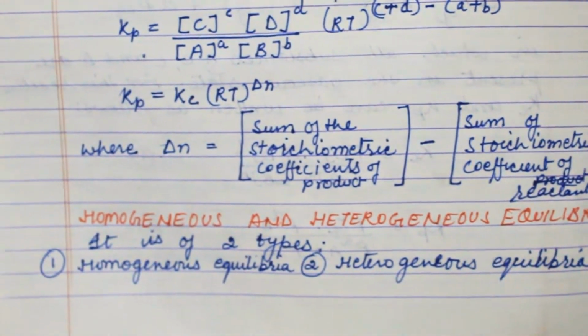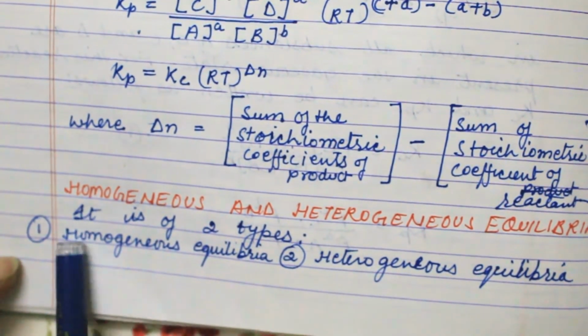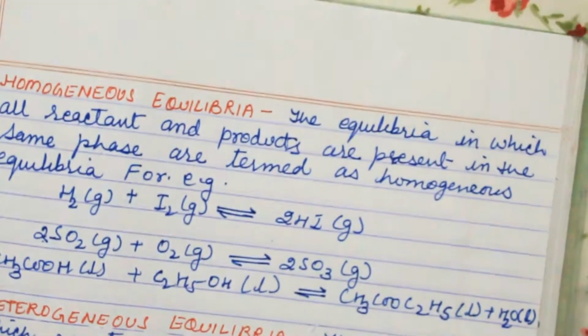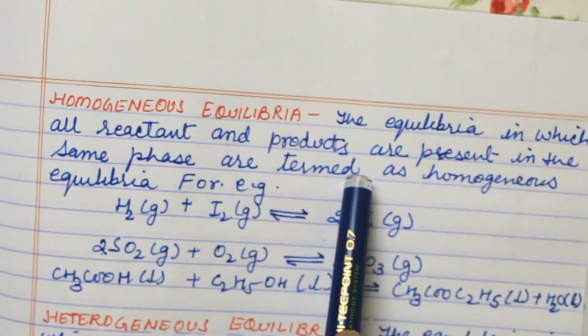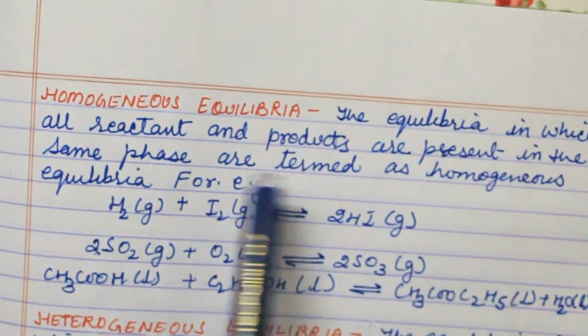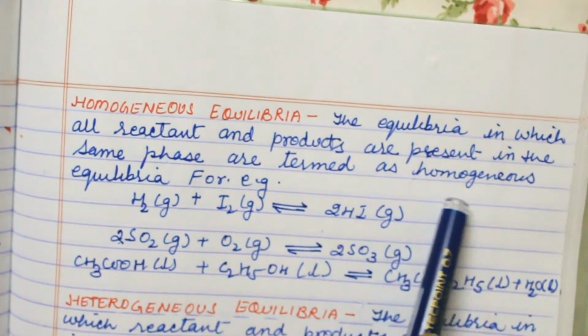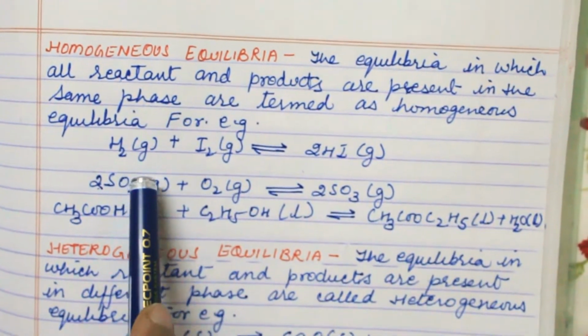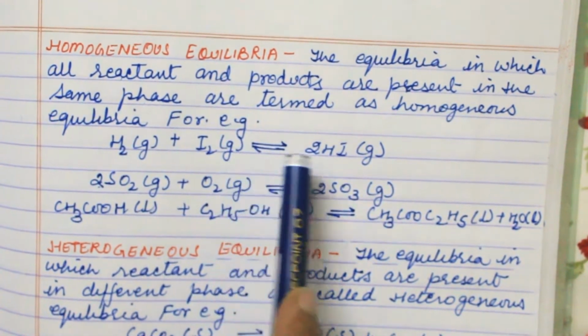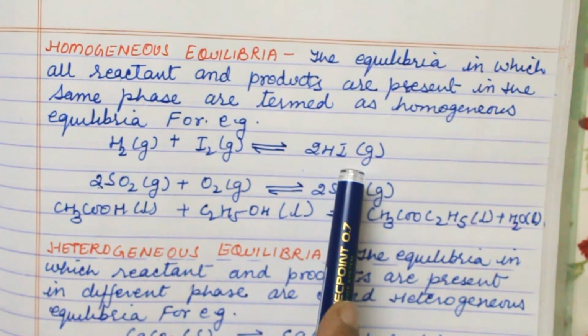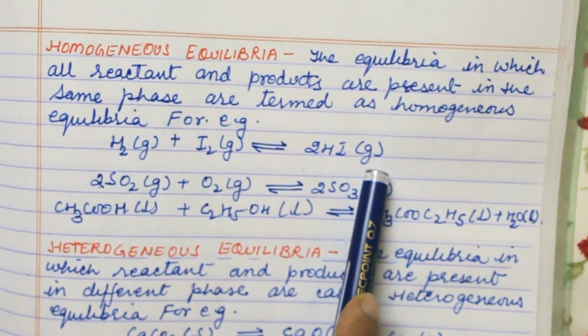Now homogeneous and heterogeneous equilibrium, it is of two types. Now what is homogeneous? The equilibrium in which all the reactants and the products are present in the same phase is termed homogeneous equilibrium. For example, H2 is in the gaseous phase, I2 is also in the gaseous phase, HI, which is the product, is also formed in the gaseous phase.